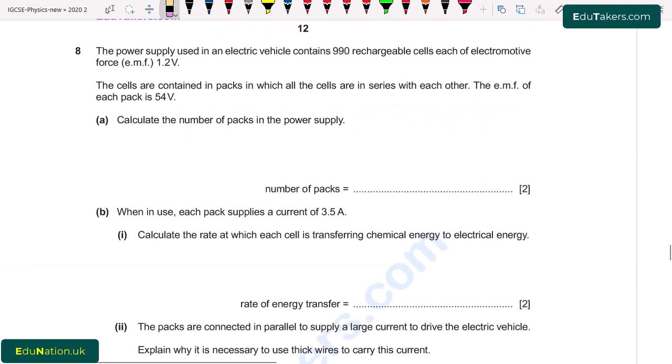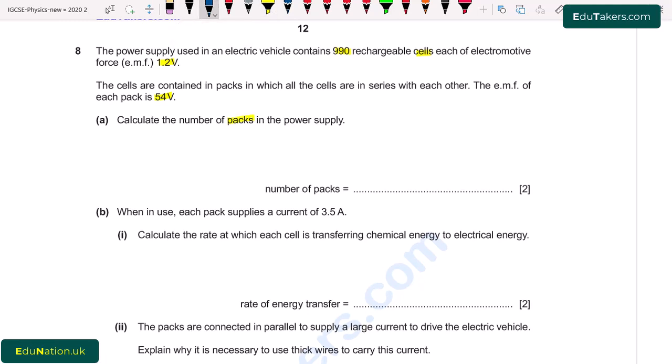Question number 8. The power supply used in an electric vehicle contains 990 rechargeable cells, each of electromotive force EMF 1.2 volt. The cells are contained in packs in which all the cells are in series with each other. The EMF of each pack is 54 volt. Calculate the number of packs in the power supply.